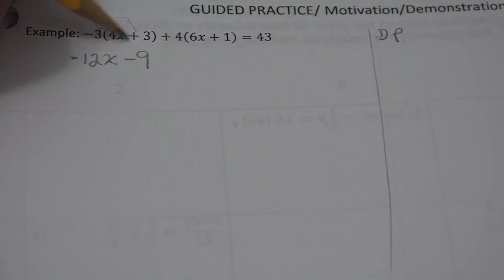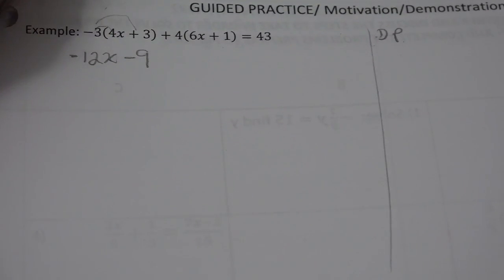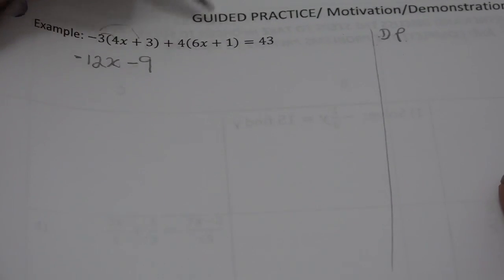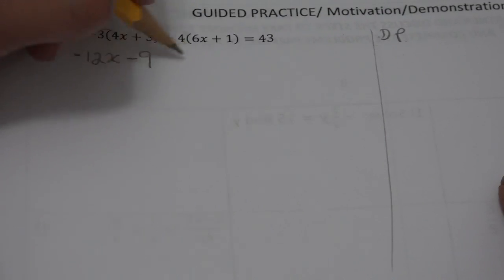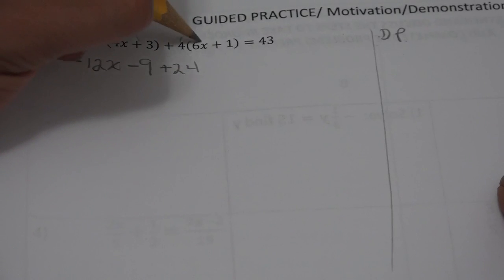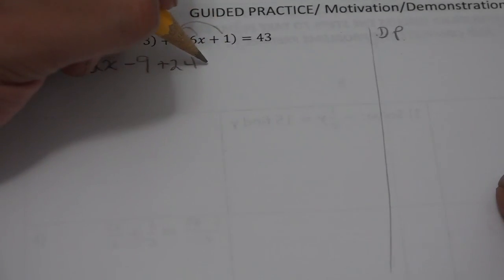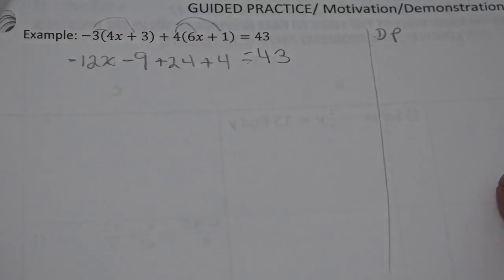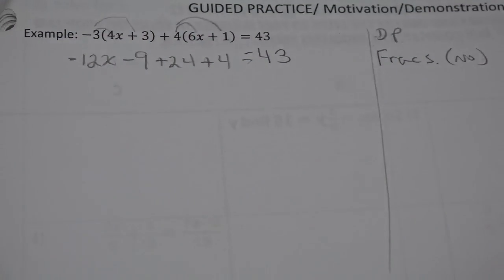Okay, I'm done with this distributive property, but look, there could be more than one expression that involves the use of the distributive property. So for example, 4 times 6x is positive 24x. Then you have 4 times positive 1, which is positive 4. So I'm done with the distributive property, and then I just bring down whatever was left. Okay. Then the next rule was, are there any fractions? The answer is no. So we don't need to find any common denominator.